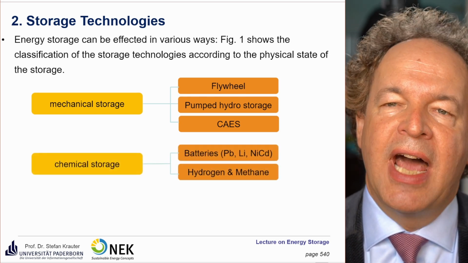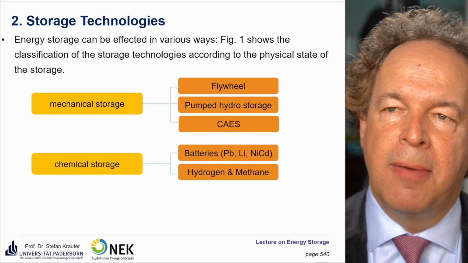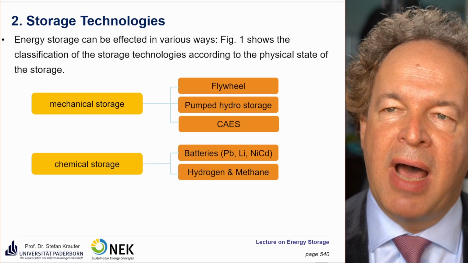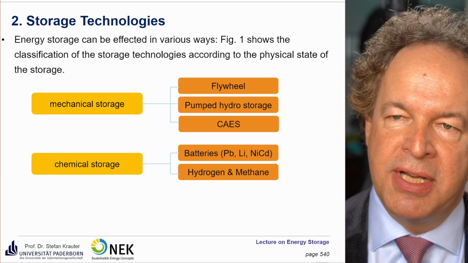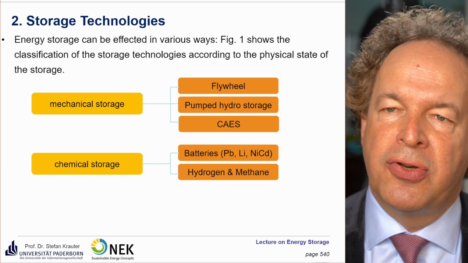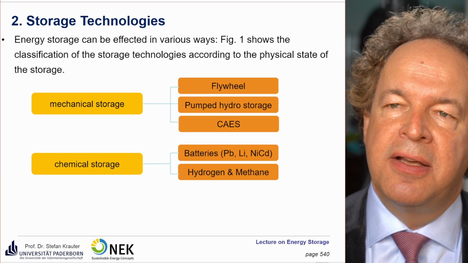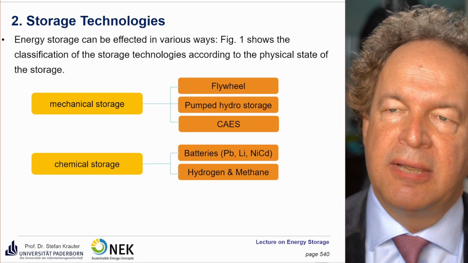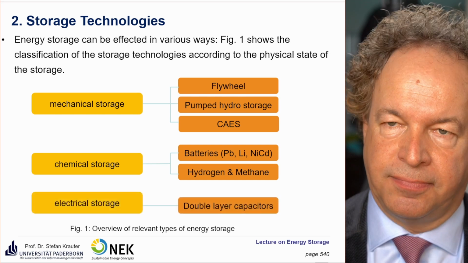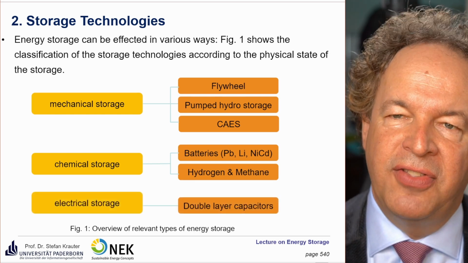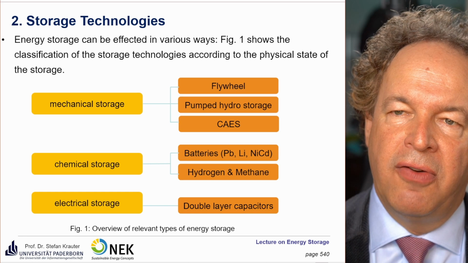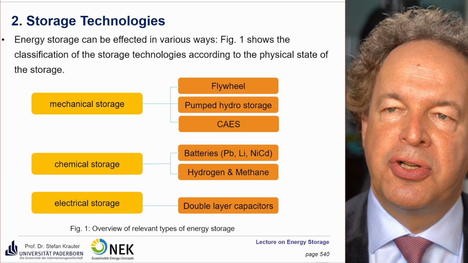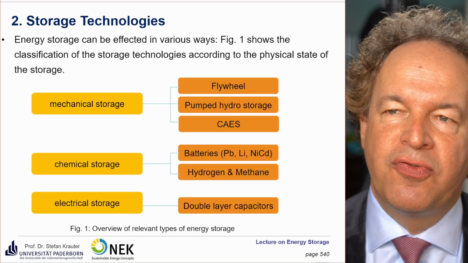Then we come to the chemical storage. It's usually the batteries or rechargeable batteries, so lead acid batteries, lithium-ion batteries, or nickel-cadmium batteries. Then we also have hydrogen and methane storage. Usually the expression power to gas appeared in the last decade. And finally, we have the electrical storage with the double layer capacitors, where sometimes the words ultra capacitors or supercapacitors are used.